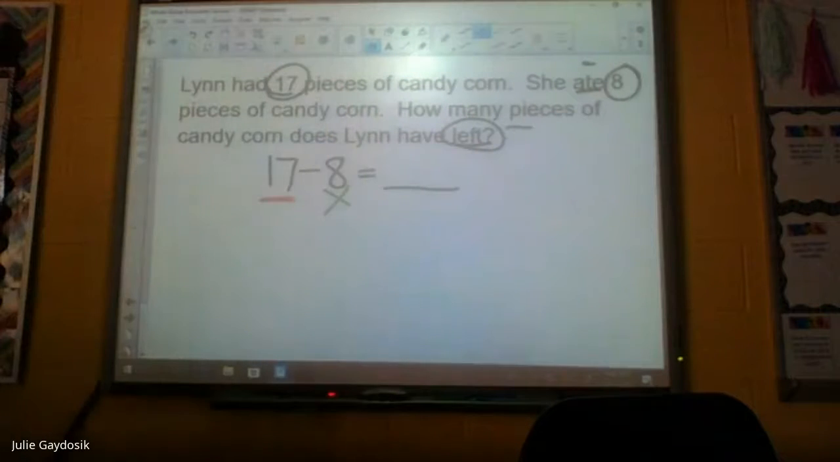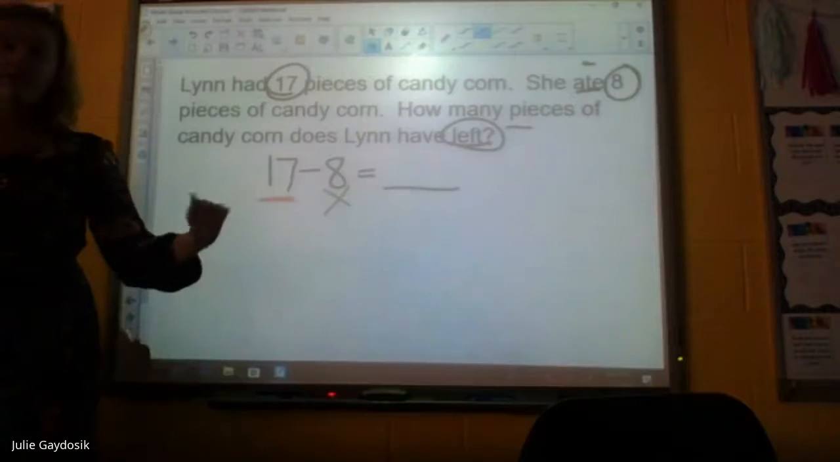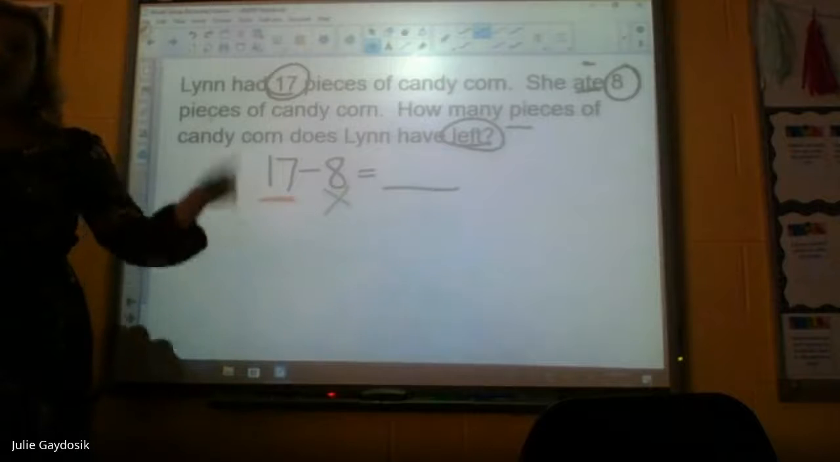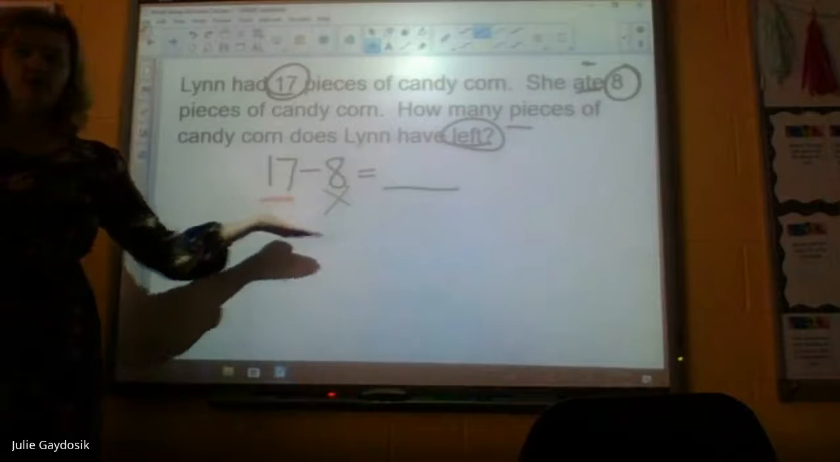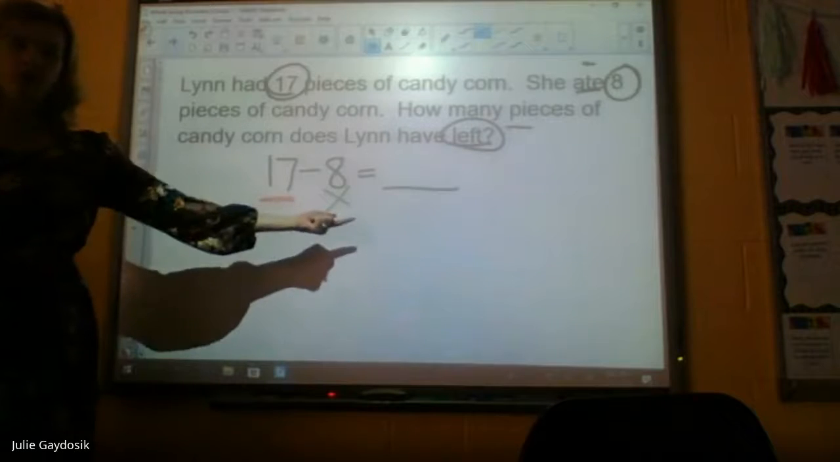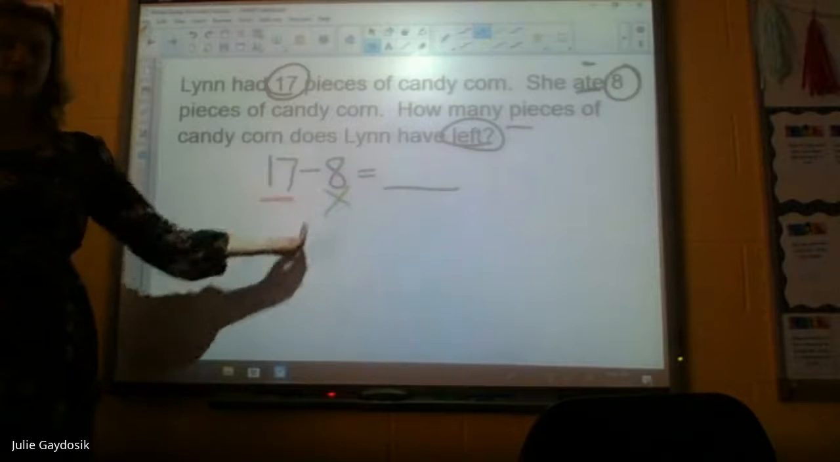I'm going to draw a picture. When you're drawing a picture, or base 10 blocks when we get to it, you only draw the first number. You don't draw that one because you're going to cross it out. Only draw the first number.